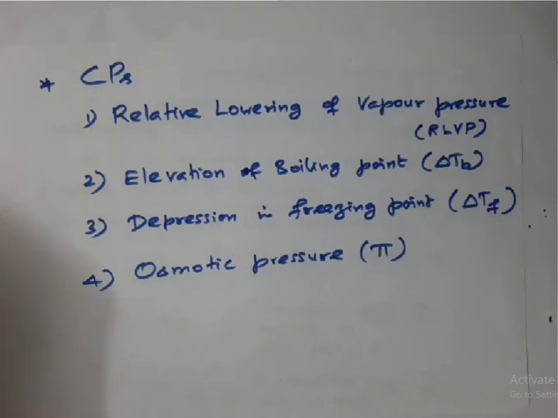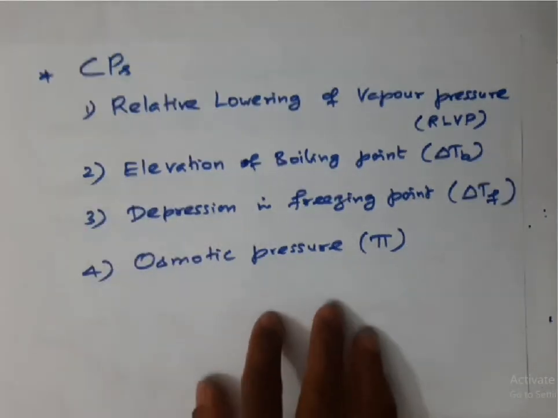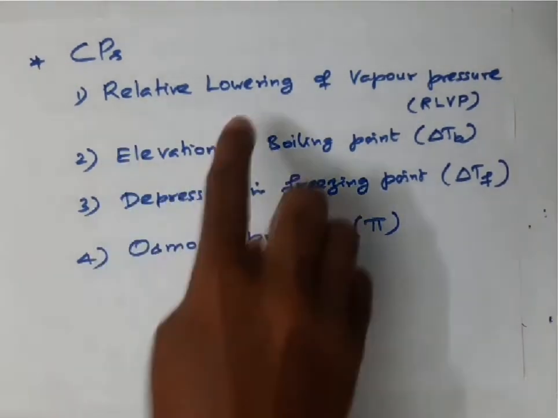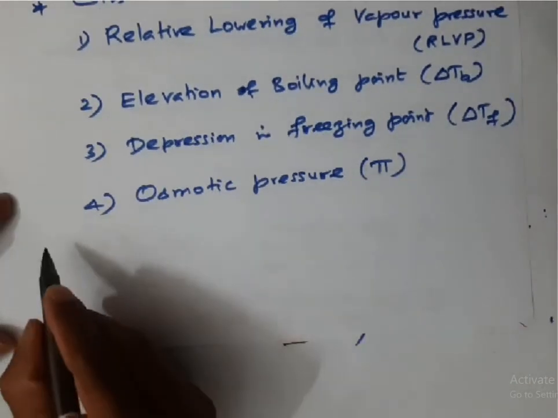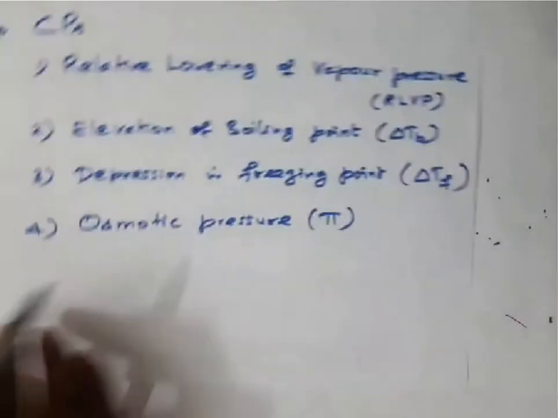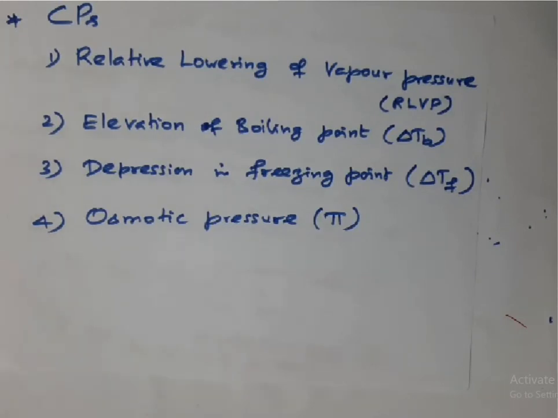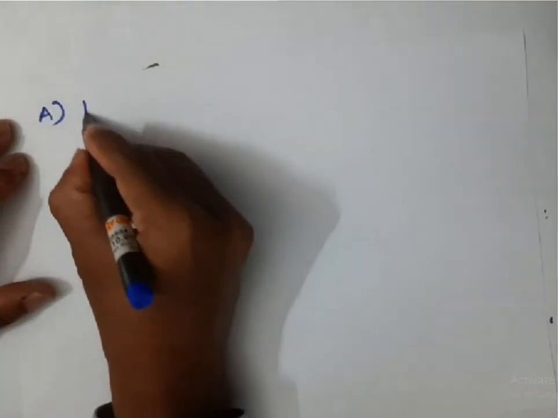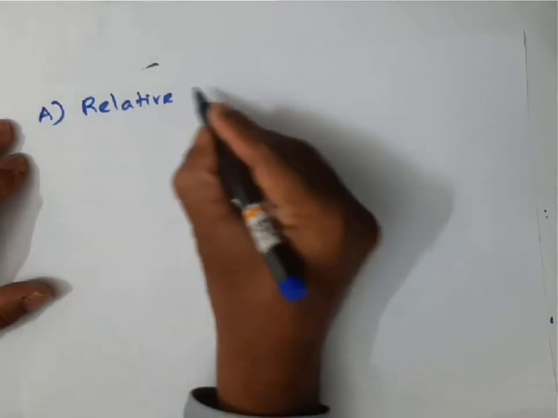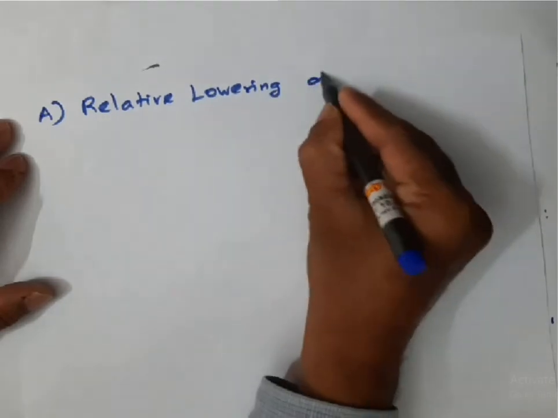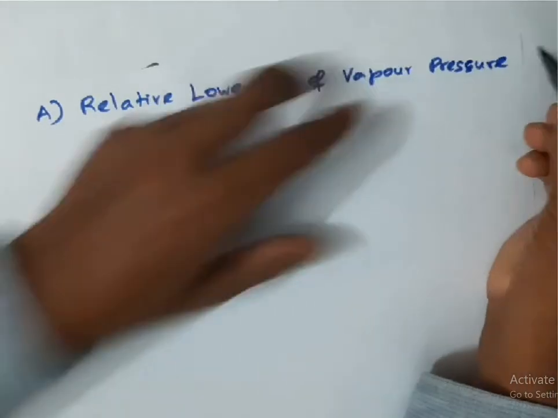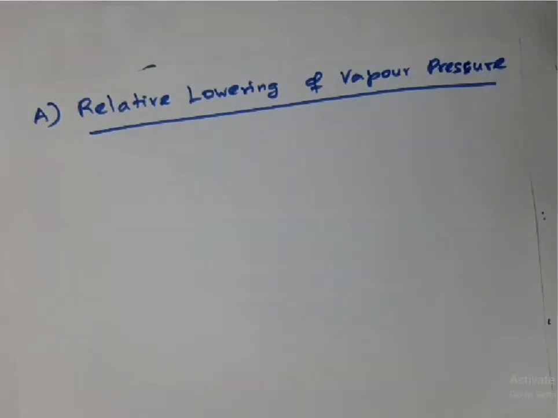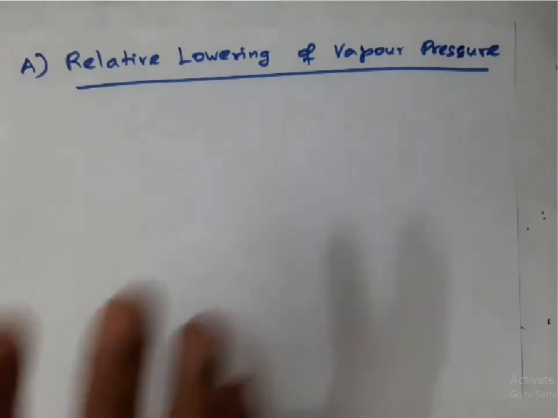So let's start with the relative lowering of vapor pressure first. Take down, we'll start with the first colligative property, relative lowering of vapor pressure. Shortly you can say RLVP.